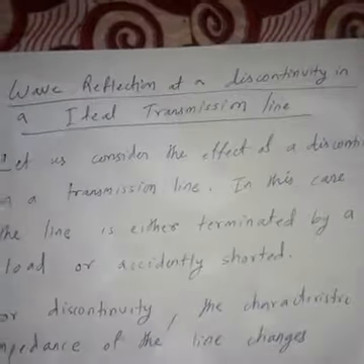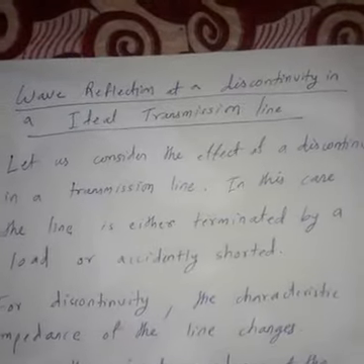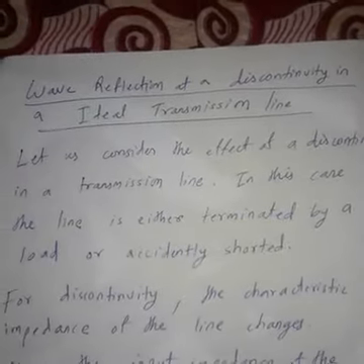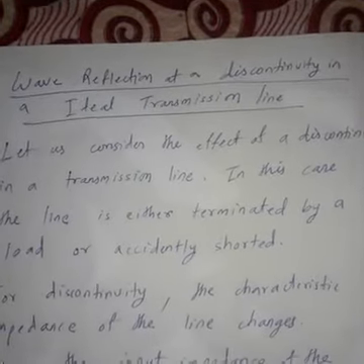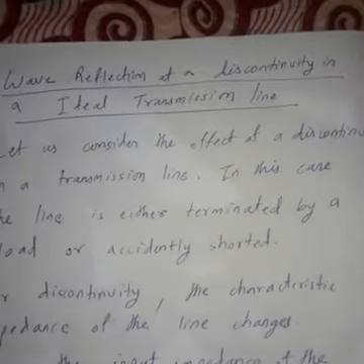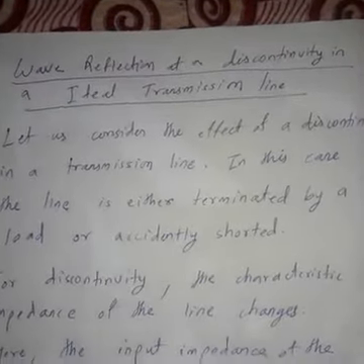So now let us move on to the next topic. The next topic is, we consider the wave reflection at a discontinuity in a transmission line, in an ideal transmission line. Okay, so what is the meaning? That means a wave is coming in a transmission line. What happens if there is a discontinuous path in the transmission line? If there is a stopping in the transmission line, how is that possible?